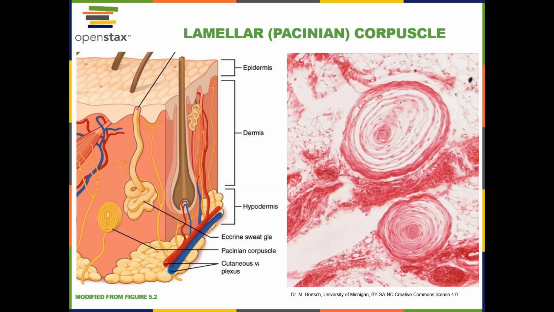The lamellar corpuscle, also known as a Pacinian corpuscle, is a sensory receptor found deep in the reticular layer of the dermis and in the subcutaneous layer.